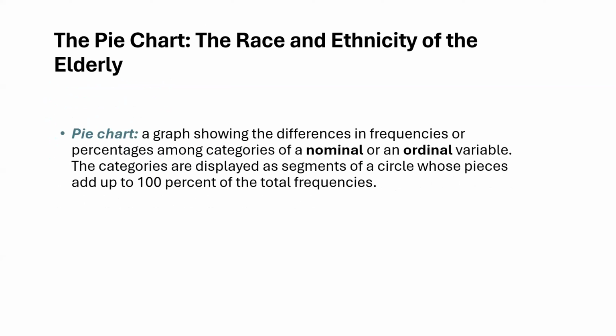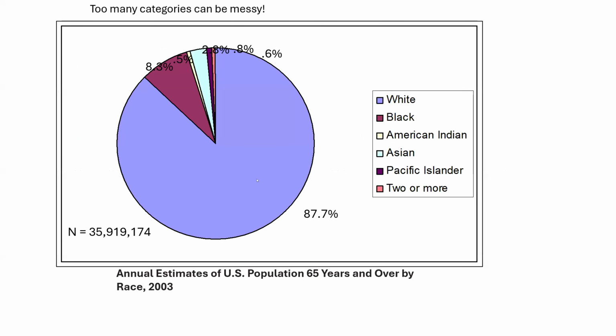So let's talk about the pie chart first. A pie chart is a graph showing the differences in frequencies or percentages among categorical or nominal variables. Categorical, we have nominal and ordinal variables, right? The categories are displayed as segments of a circle, whose pieces add up to 100% of the total frequency. I'll show you what a pie chart is, then you'll get the idea.